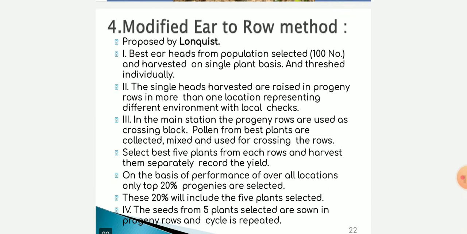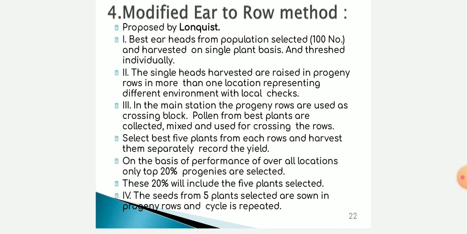Modified ear to row method, proposed by Lonnquist. The best ear heads from the population are selected, about 100, harvested on a single plant basis and threshed individually. In the second step, the single heads harvested are raised as progeny in different environments with local checks. In the main station, the progeny rows are used as a crossing block. Pollen from the best plants is collected, mixed and used for crossing the rows. Select the best 5 plants from each row and harvest them separately. Record the yield on the basis of performance over all locations.